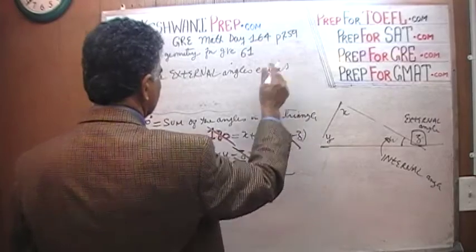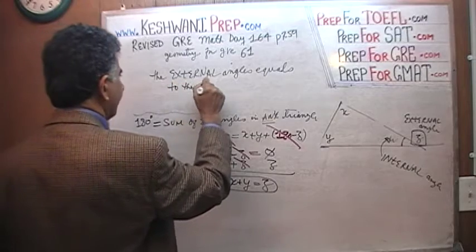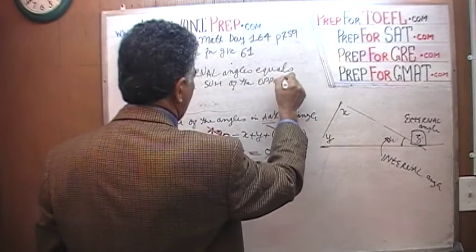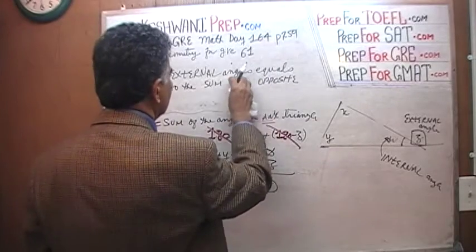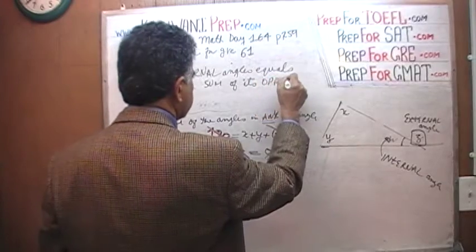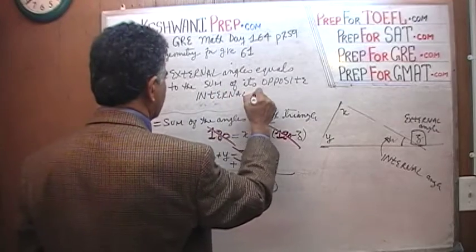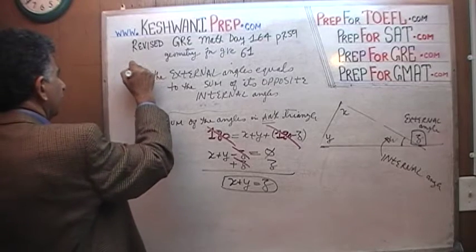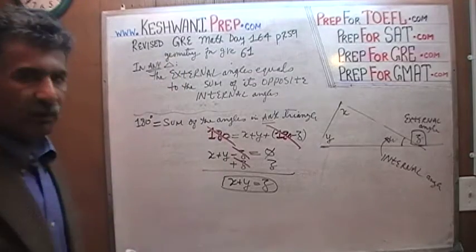equals the sum of its opposite internal angles in any triangle. In any triangle. It doesn't have to be any particular shape of the triangle.